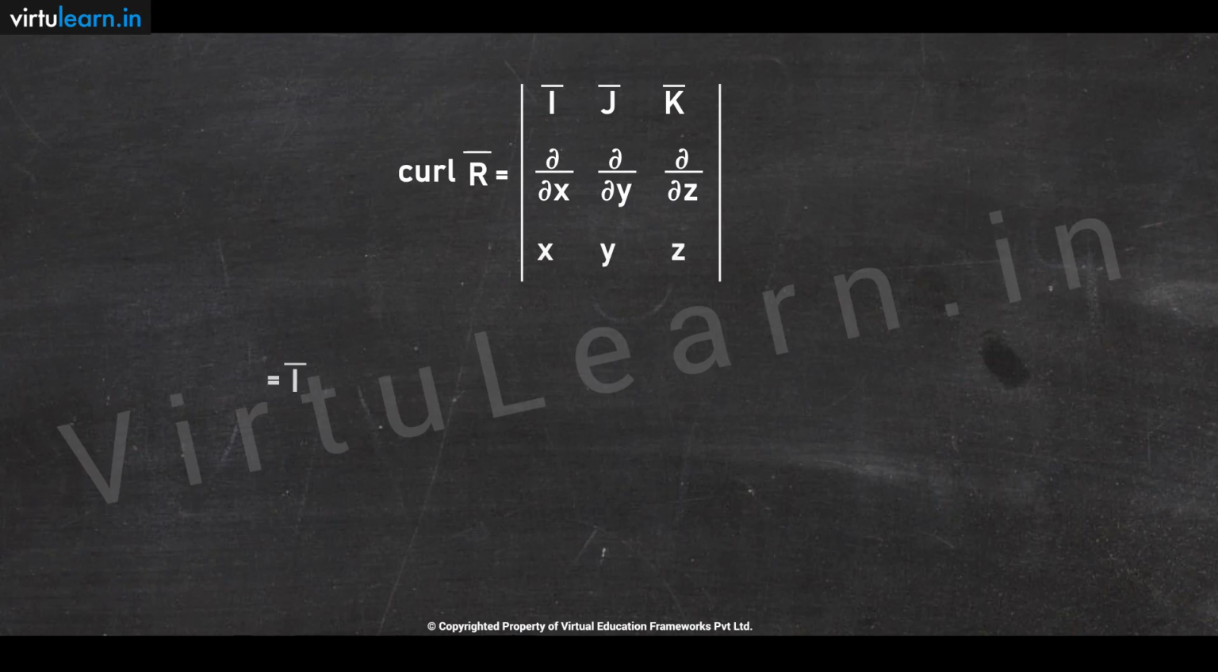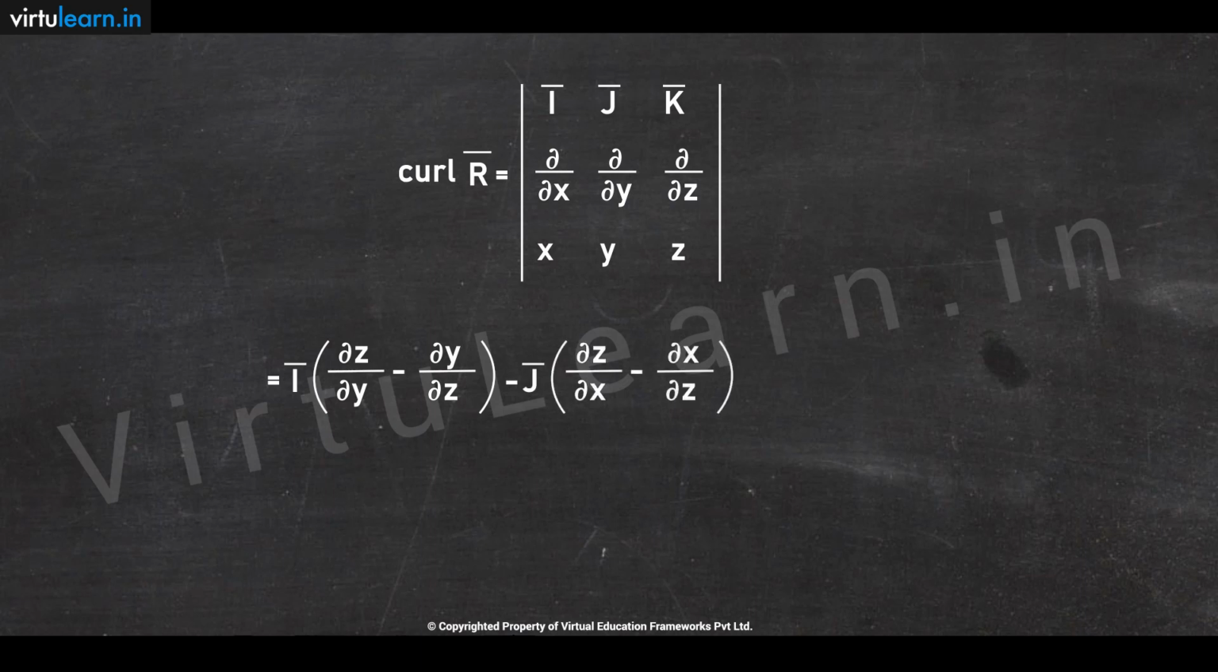So it is i bar into dou by dou y of z minus dou by dou z of y, plus or minus j bar into dou by dou x of z minus dou by dou z of x, plus k bar into dou by dou x of y minus dou by dou y of x. This is equal to 0.